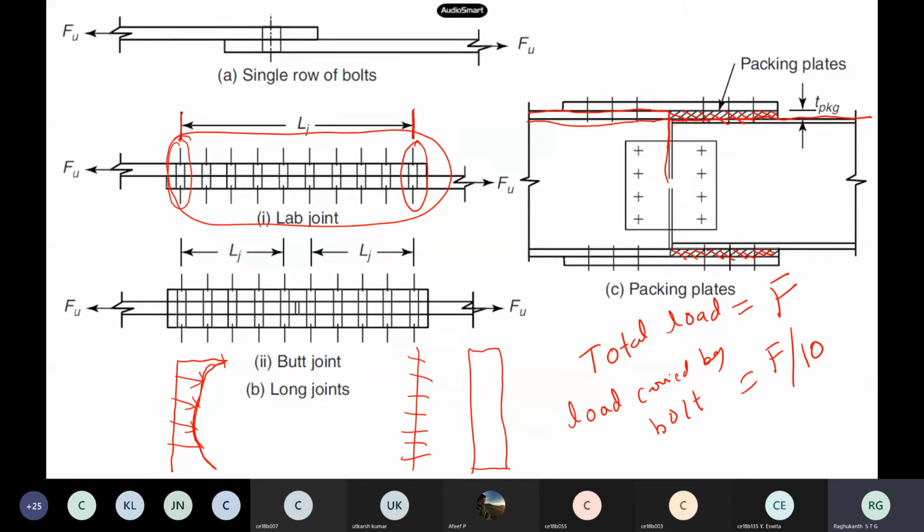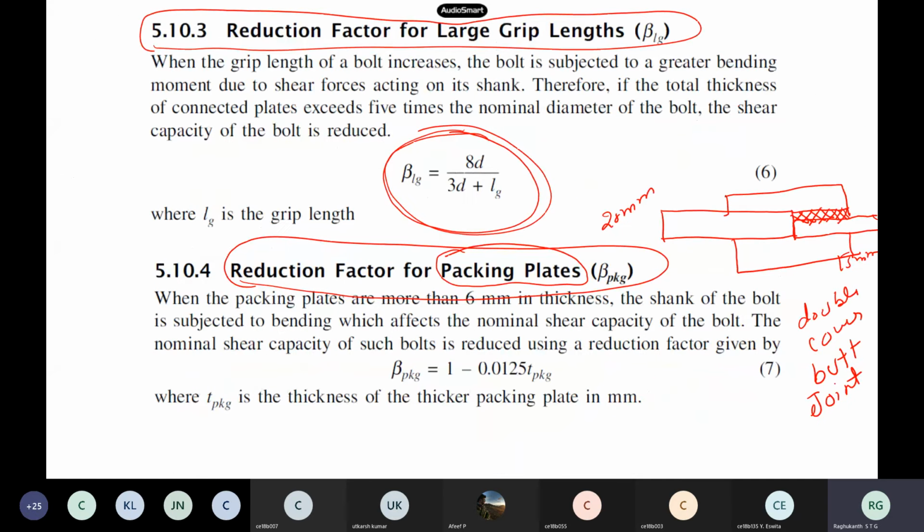So now here what is happening is I don't have two plates. I'm connecting two main plates, and apart from that, a packing plate also comes into the picture. So the code also says that the strength of the joint will get reduced. This is the thickness of the packing plate, so beta pkg you have to estimate from this expression itself.